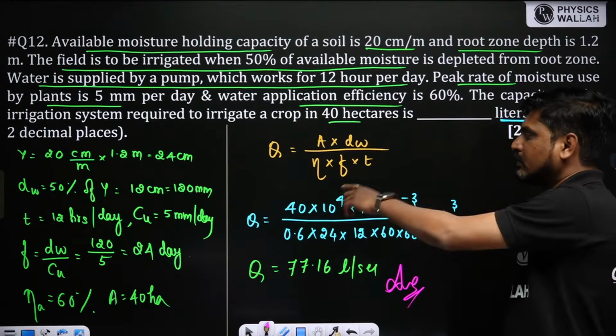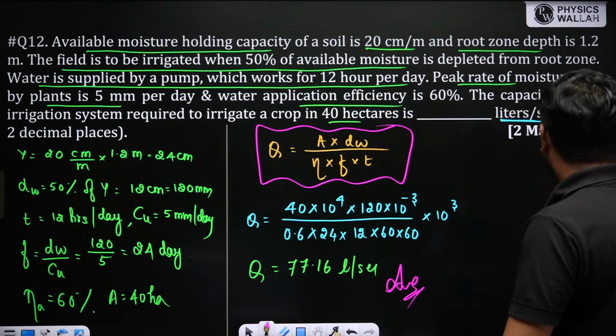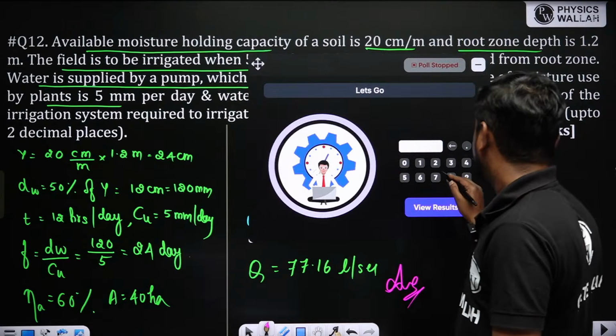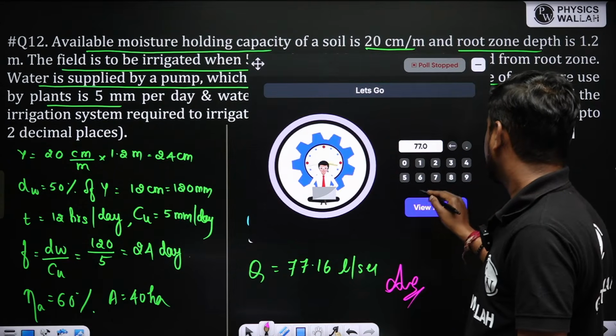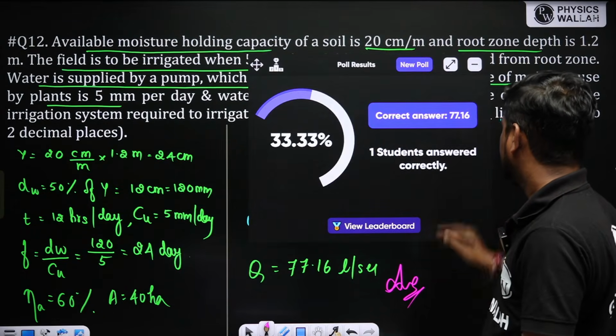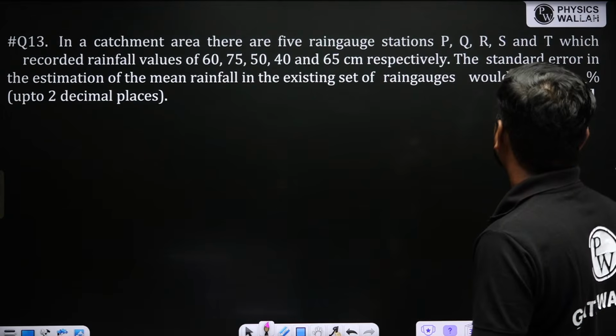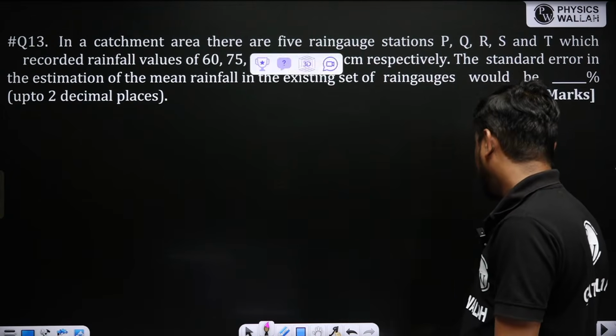So I told you to remember this formula, this is very important. 77.16. Next question, again from hydrology, okay.